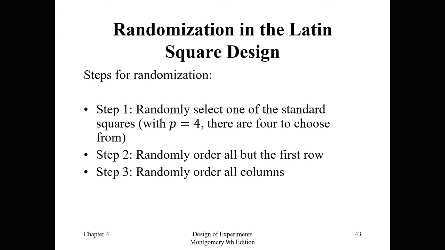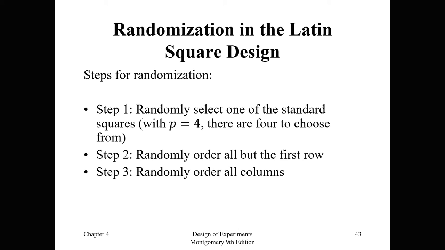All right, so for our steps, this is how we're actually going to go through this. Step one, we're going to randomly select one of the standard squares, and we're going to play with p equals 4. It's small enough so that we don't have a ton of writing to do with only a 4 by 4 matrix, but it's large enough that we don't just have a single standard square. So that's why we're using p equals 4. So we're going to randomly select one of the standard squares.